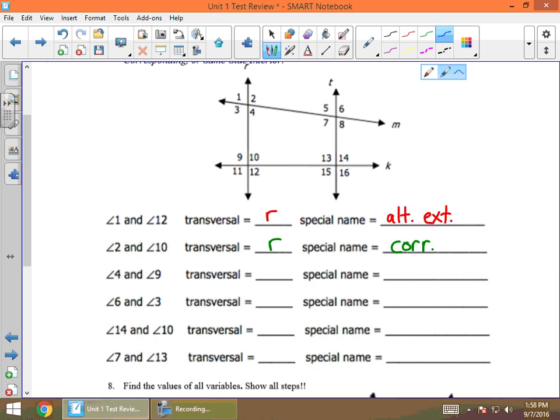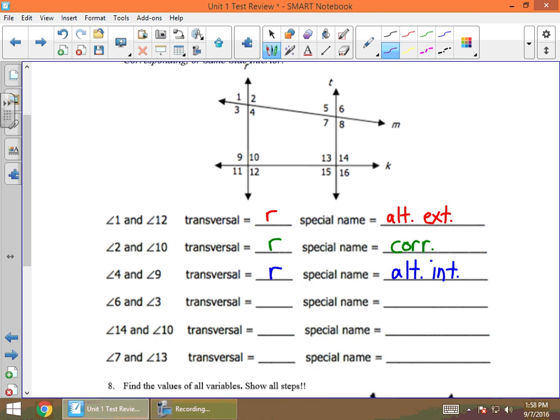All right, the third pair, 4 and 9. So here's 4, and here is 9. Which line do they have in common? Again, it's R for the third straight time. And 4 and 9, they are now inside the line, so they're interior. They're on opposite sides, so they are alternate interior. Alternate interior angles.